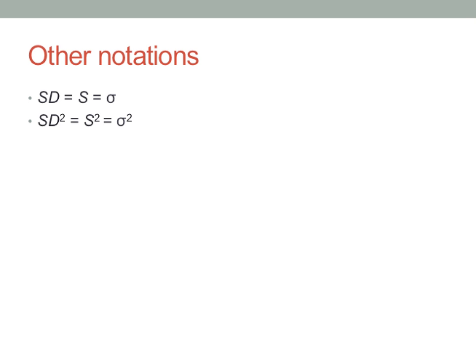But again, you're going to have to memorize that SD equals standard deviation, SD squared is variance. SD makes sense. So standard deviation makes sense. There's no V, right? V would be the one that would make sense for variance. It's not there. So remember, SD, standard deviation, SD squared, variance.